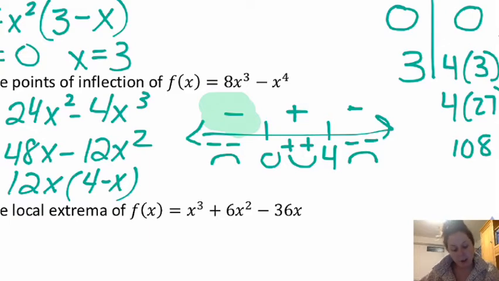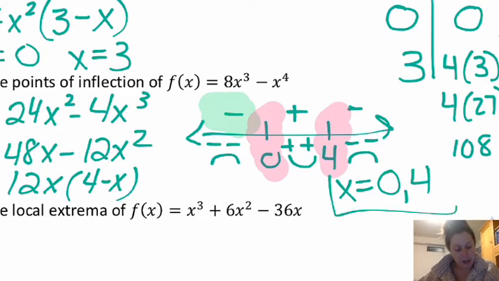So there are two places here where my concavity actually changes. It would be at 0 and at 4. And you're really looking for that sign change. If there was not a sign change there, it would not be a point of inflection.